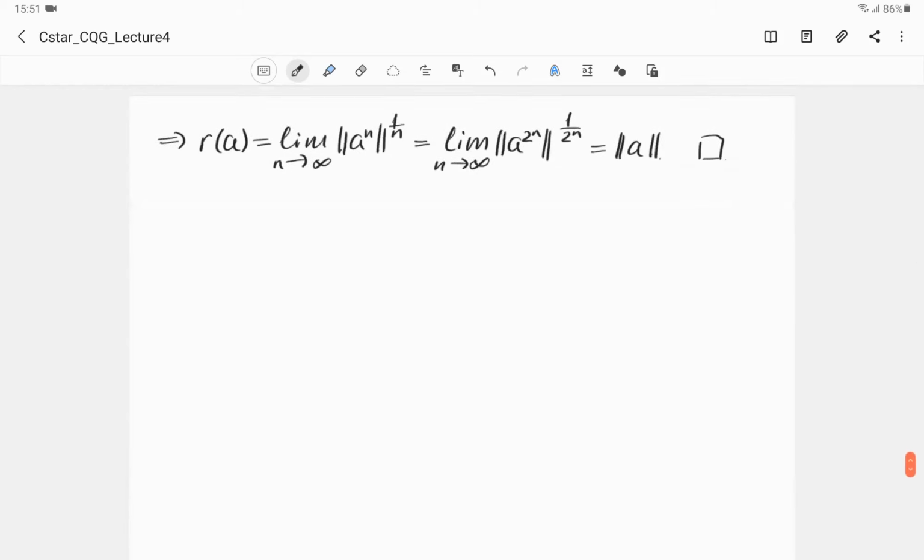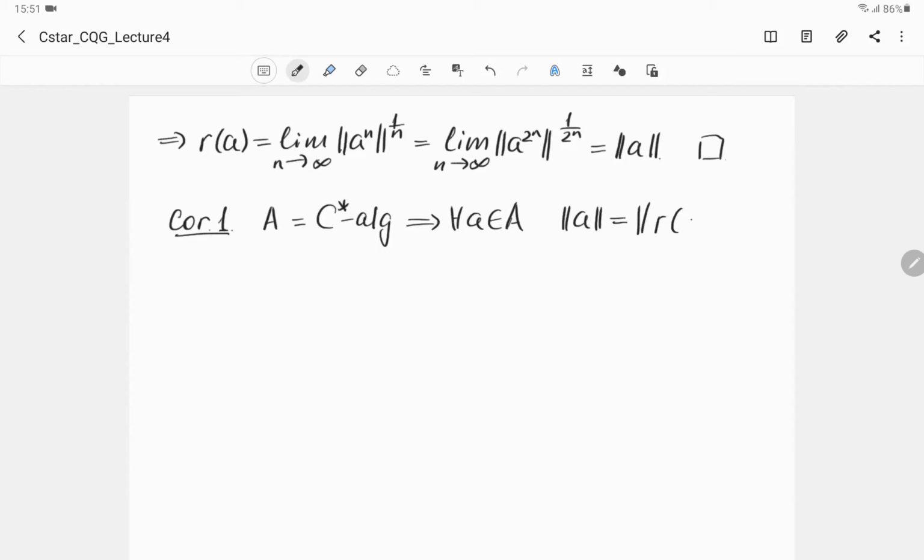Let's now look at some corollaries. Corollary 1. If A is a C-star algebra, then for each element A, the norm of A equals the square root of the spectral radius of A star A. This follows from the C-star axiom and from the fact that the norm of A star A equals the spectral radius of A star A.